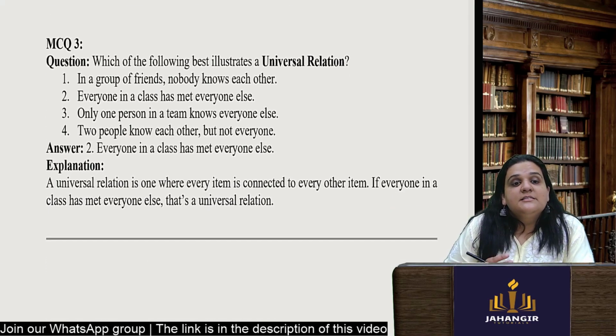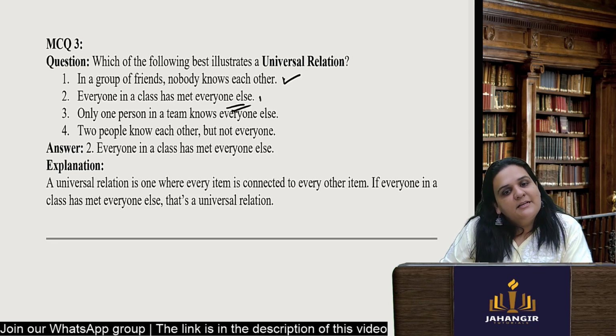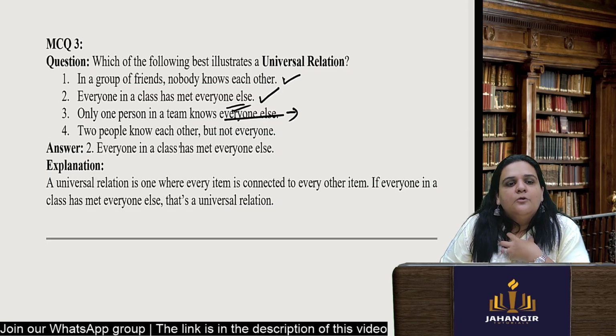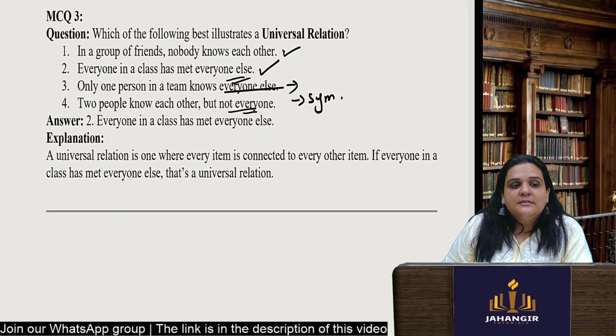Which one of these is a universal relationship? In a group of friends, nobody knows each other: empty, this is the first one. Everyone in a class has met everyone else: this is a universal relationship. Only one person in a team knows everyone else: this will be a reflexive relation, known to herself. Two people know each other but not everyone: symmetric. I can tell you each relationship over here. So the answer is 2.